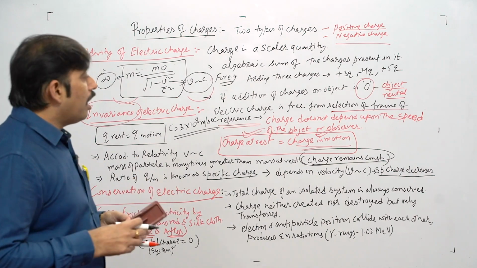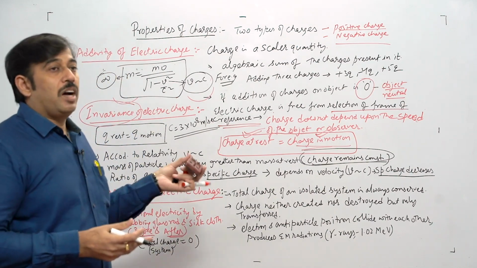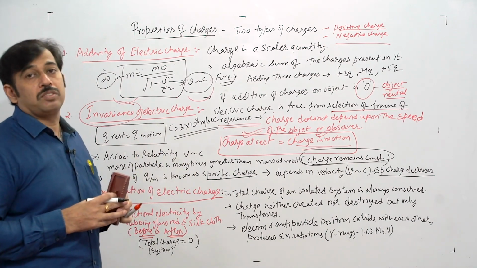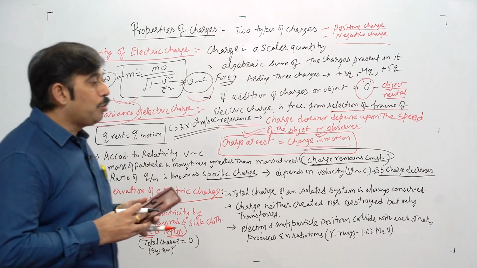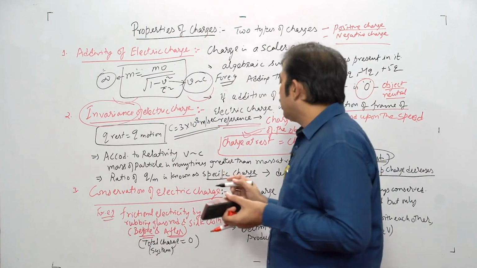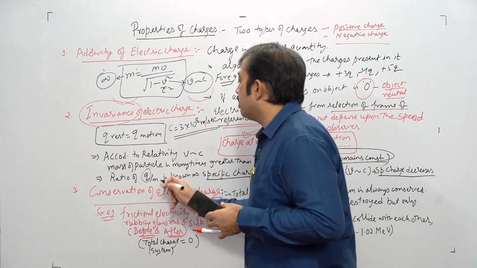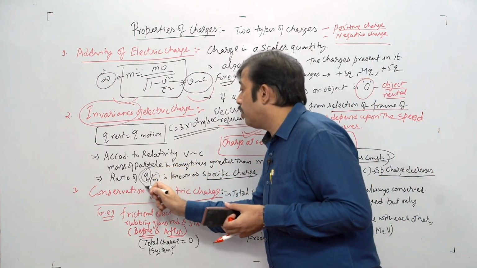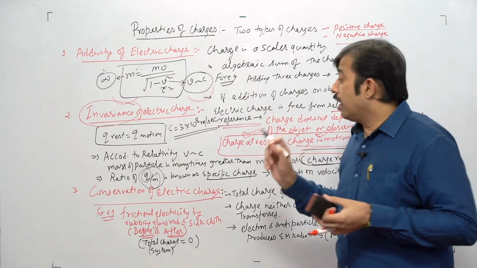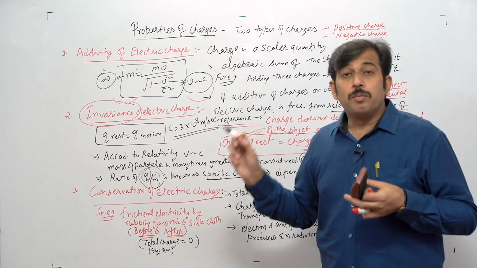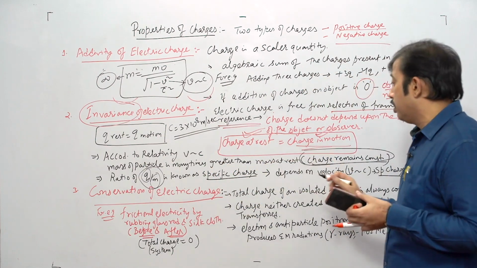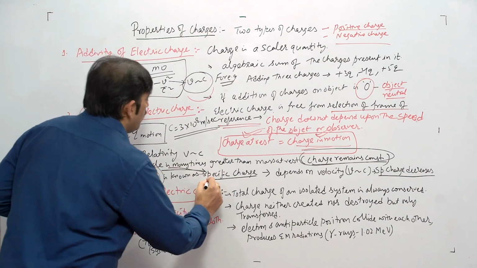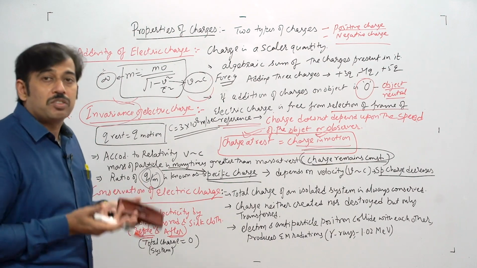Now suppose someone asks you about other properties of charge other than this, relating to the ratio of charge to mass. Suppose we talk about the ratio Q by M. What is Q by M? Q is charge, M is the mass. In case of relativity, the mass will definitely increase. We call the ratio of Q by M the specific charge. That means specific charge tells you about the ratio of charge to mass.